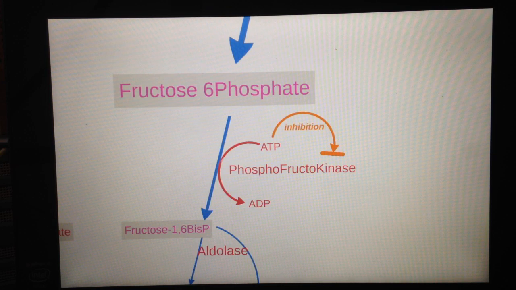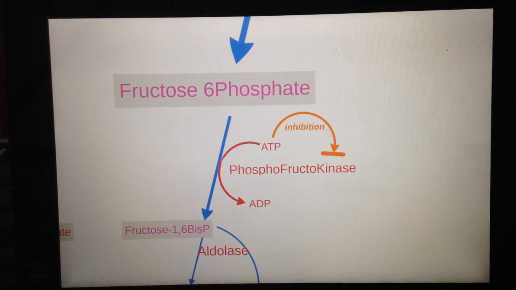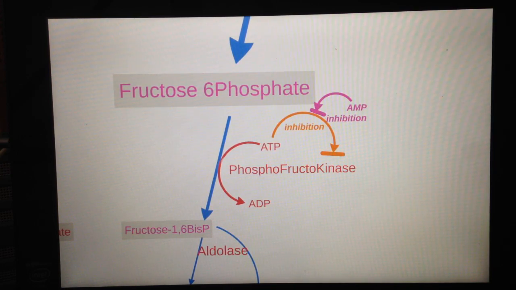Firstly, it is inhibited by high levels of ATP, which makes sense because glycolysis serves to make ATP. So you need more energy. But if you already have a lot of energy, there's no point in breaking down more glucose than is needed. So if you have more ATP, then PFK doesn't work. Okay? If there is more AMP compared to ATP, then the inhibitory effect of ATP will not work anymore.